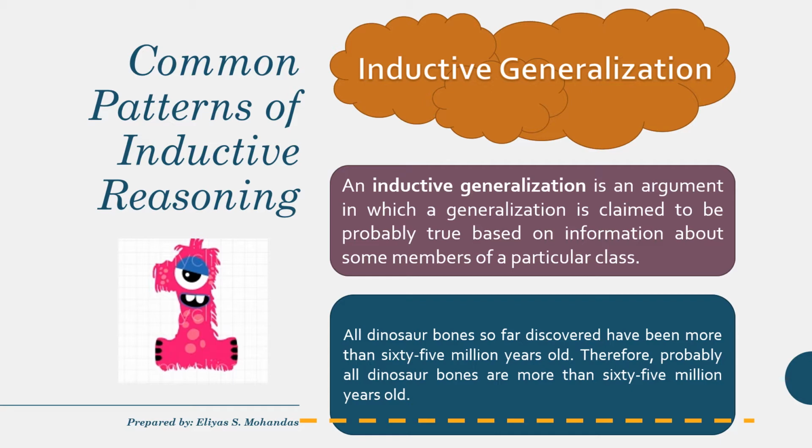Now, let me just give you an example here. The premise here is all dinosaur bones so far discovered have been more than 65 million years old. So that is your first premise. The conclusion is probably all dinosaur bones are more than 65 million years old. So the conclusion is describing the same member of a particular class, and that is the dinosaur. And the premise also talks about the same member of a particular class, and that is dinosaur. So you derive a conclusion from a premise of the same group, and this is what we call inductive generalization.